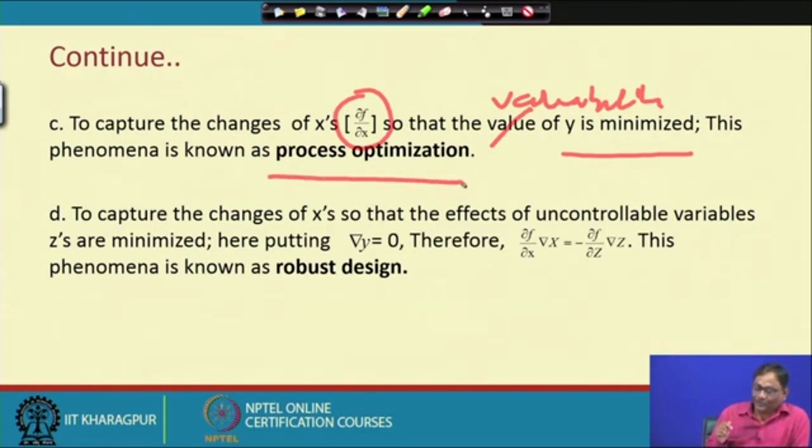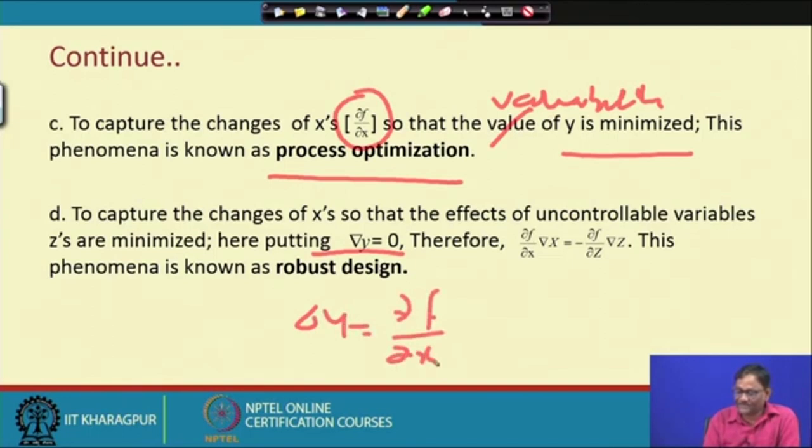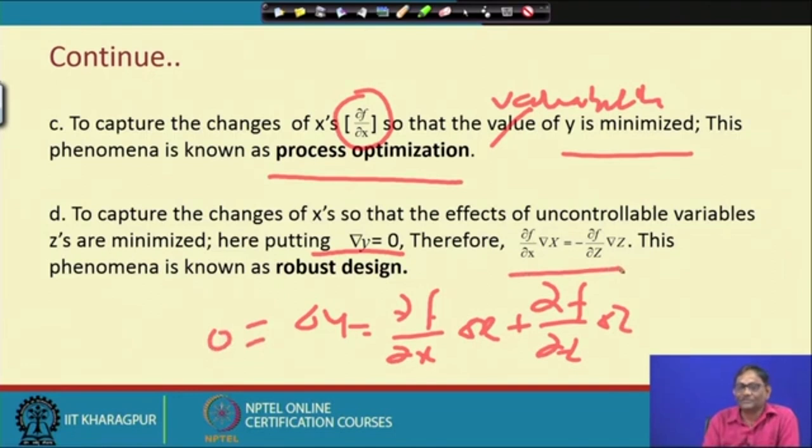Another one is very important one equally, that you know that z cannot be controlled during experiment and z is uncontrolled variable, but there may be relationship between x and z. So, if you encash this relationship and accordingly you set x in such a manner that the z effect will be nullified. So, if we put delta y equal to 0 in the equation, that delta y equal to del f by del x delta x plus del f by del z delta z, in this equation, if we put this one equal to 0, then you will get this.